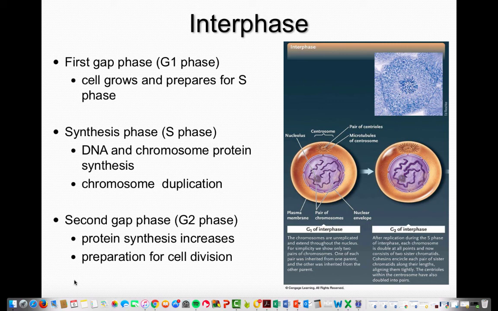The S phase here is where you actually get DNA replication, right? It's called synthesis phase, and that's what happened from last week. And in the gap phase there's increased protein synthesis so we can get ready for everything, and we're getting ready to divide. So they're going to do a lot of checks and balances here.